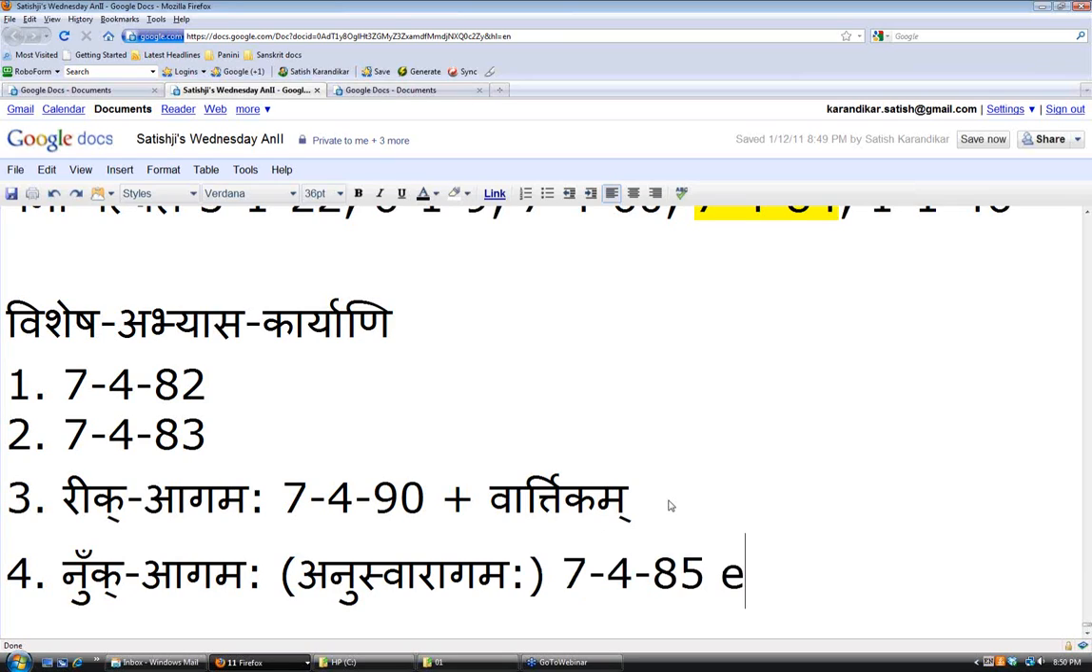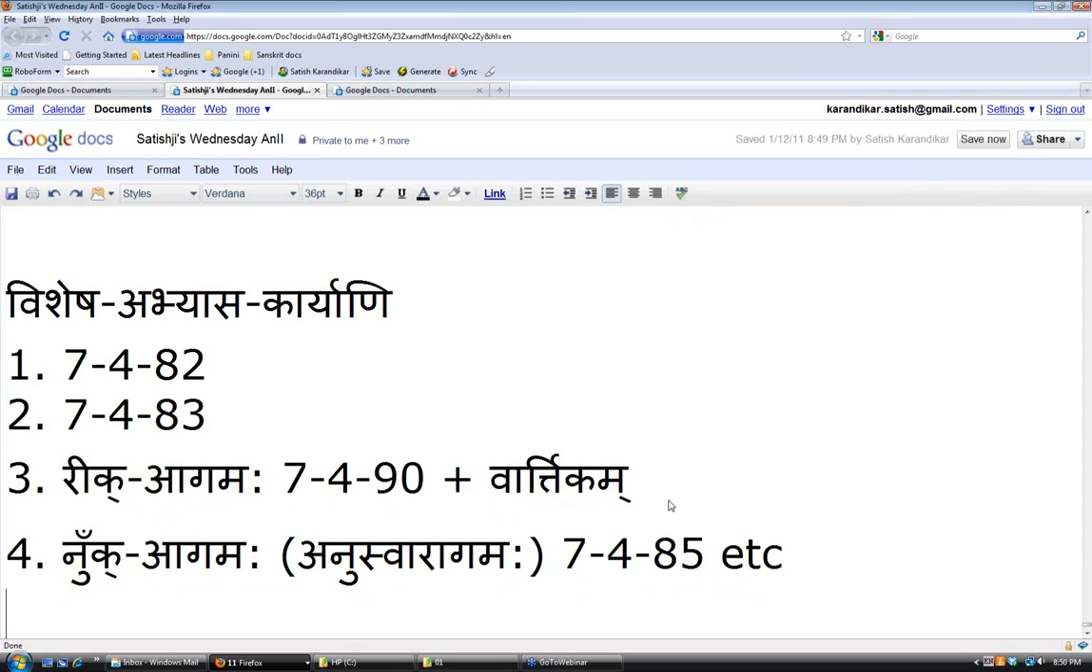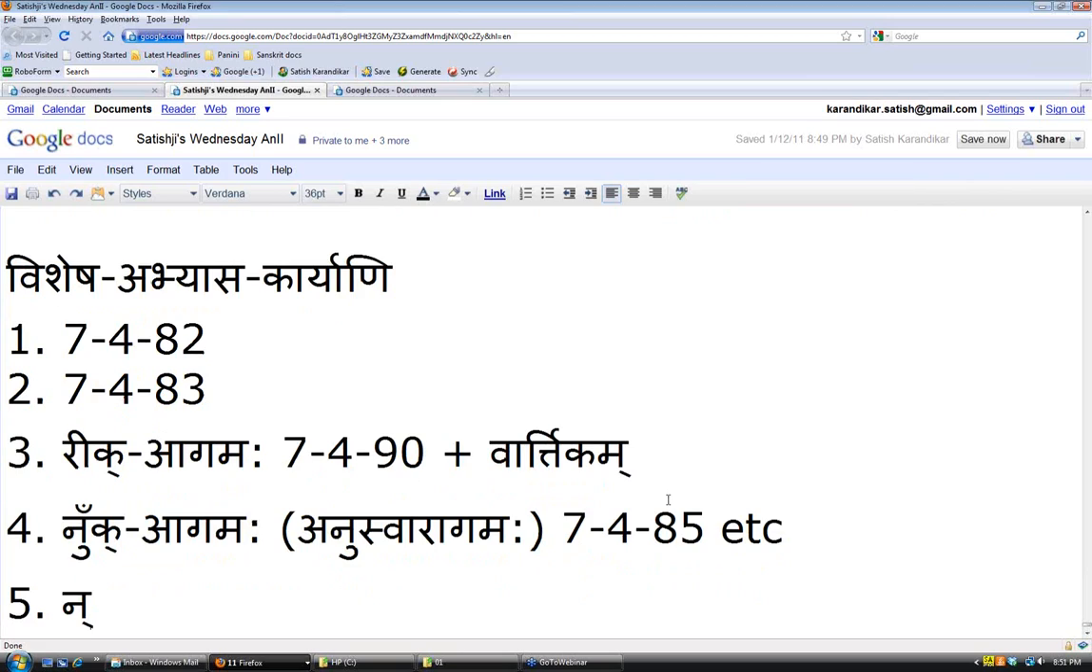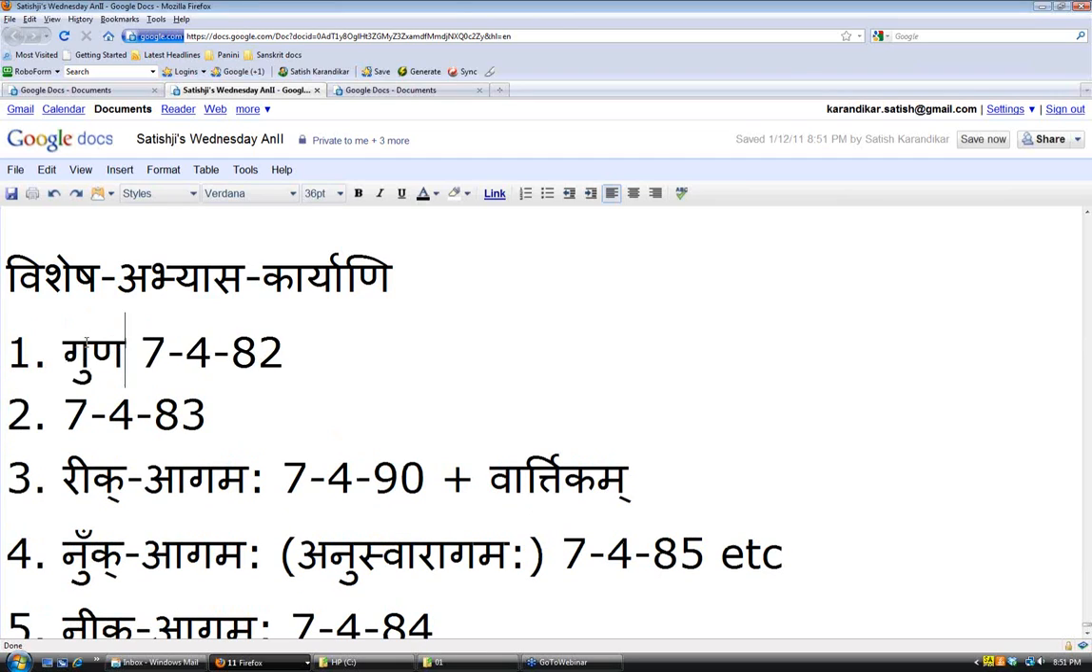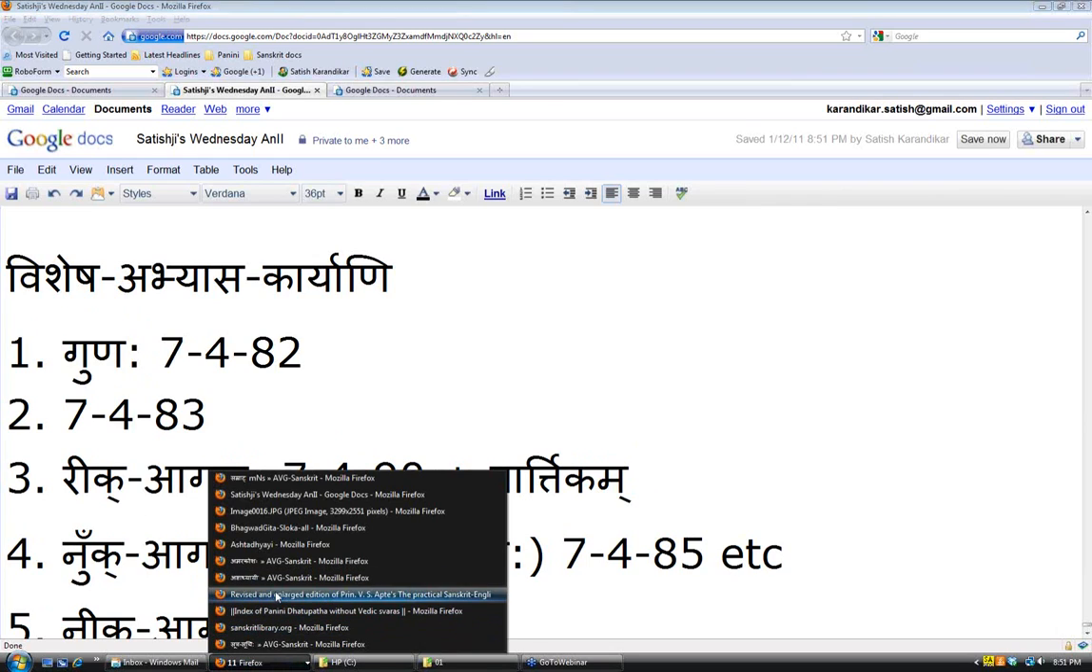This is coming by 7485 onwards, 85, etc. And then the last one was the neek agama, which has really only one rule. So special, only the list of dhatus. The neek only comes by those set of dhatus. The neek agamaha, and that came by 7484. These five. Maybe we should put here the guna adesha, like gita leli yase. May put the gita example here.